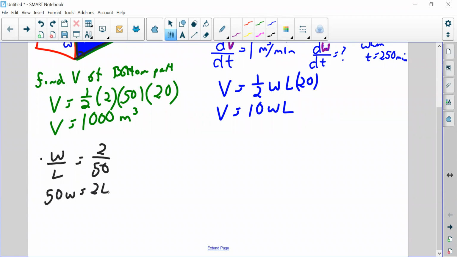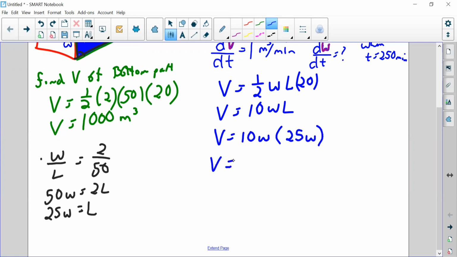Now, what variable do I want? We want W. So therefore, in this equation, I should solve for W. L. Oh, yes, because I want to replace L in terms of W. So I want to solve for L. So that gives me 25W. So now I can go back over here and replace that L with 25W.